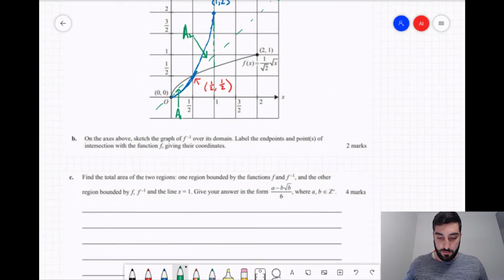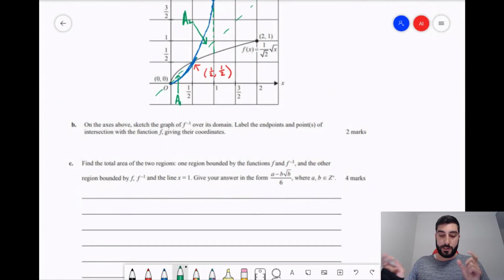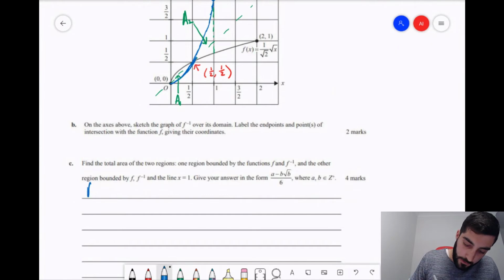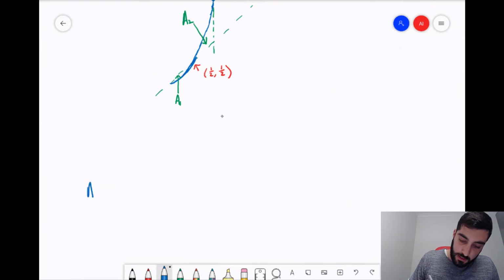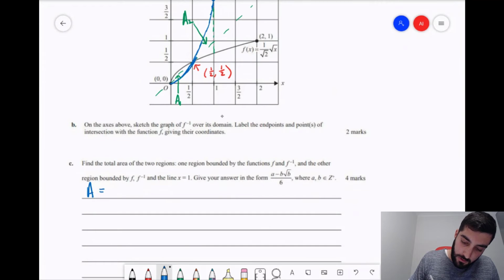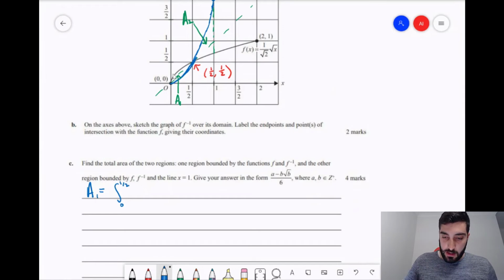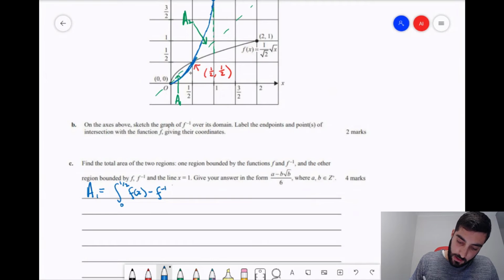So now that we've got them labeled, we can work out each of those areas individually and then combine them together to get the total area. So A1 would be equal to the integral between 0 and half, the range of x values, and we've got the original function f of x on top of the inverse. So I'll have f of x first and then minus its inverse. That's going to be the A1 area.